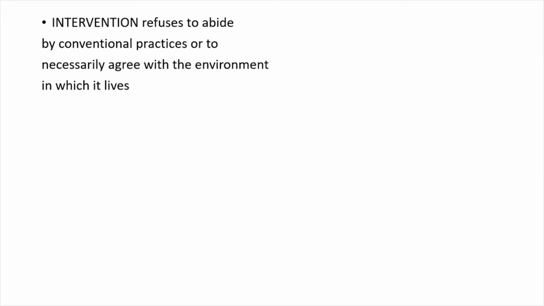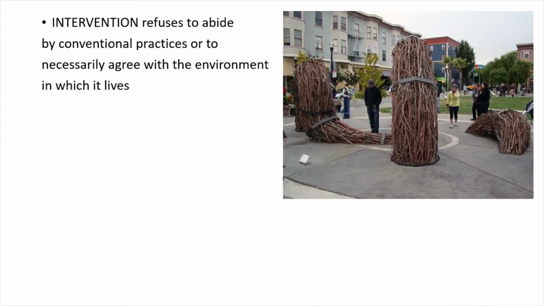Next is intervention. The artwork refuses to abide by conventional practices or to necessarily agree with the environment in which it lives. Here's an example. The materials used to create the installation are not really related to the environment or to the space, but it is intervened. It is used as an intervention to add drama, to add more beauty, and to add a certain touch on the space or the environment.